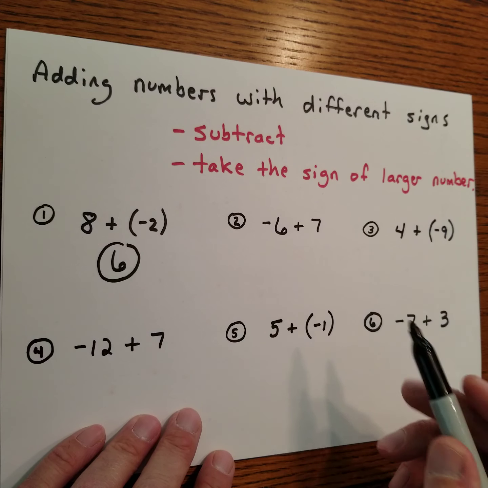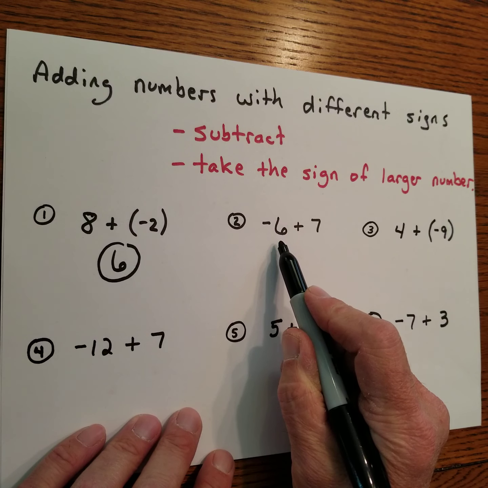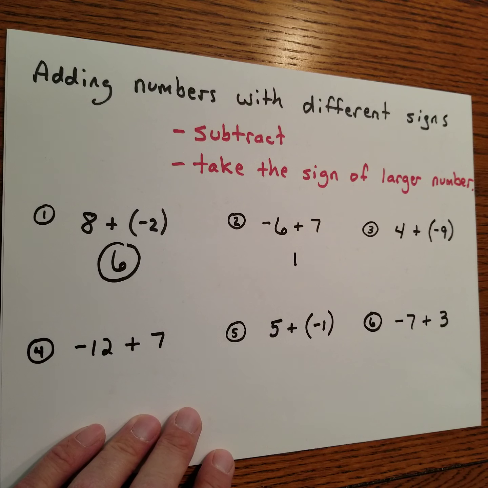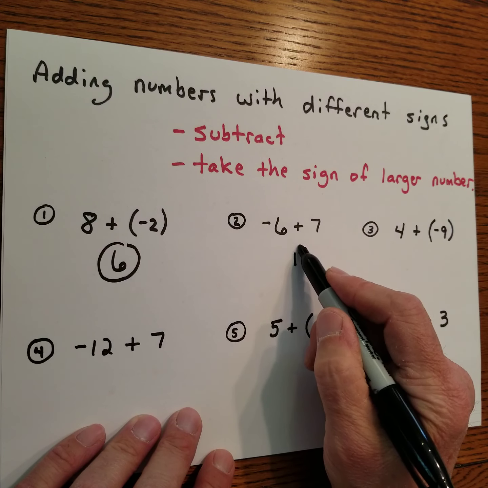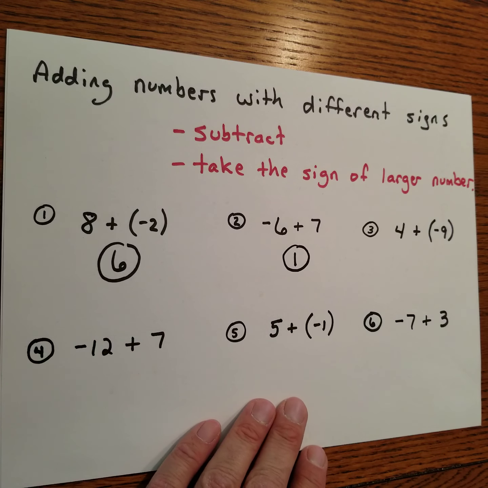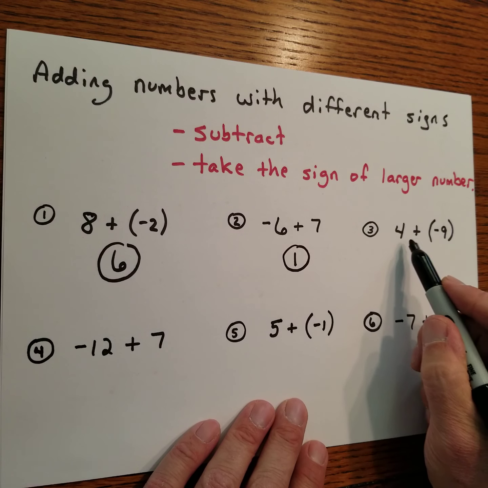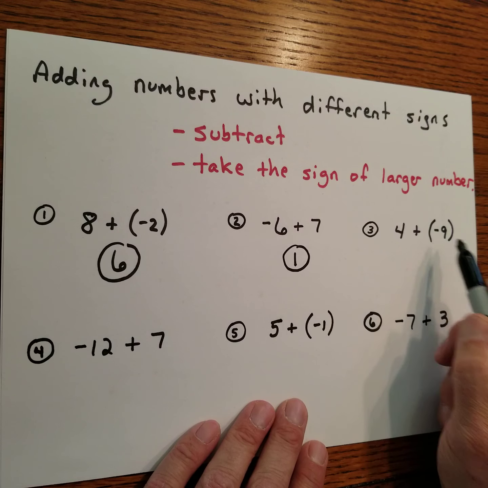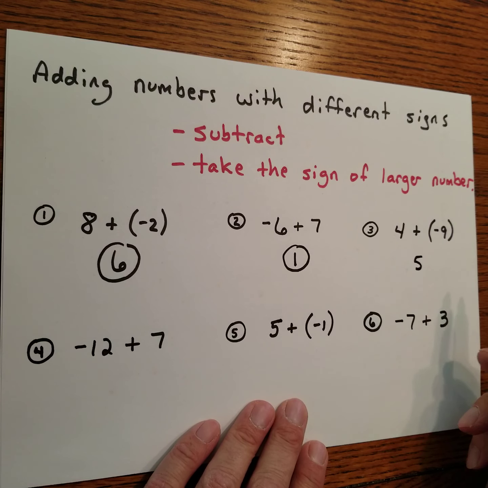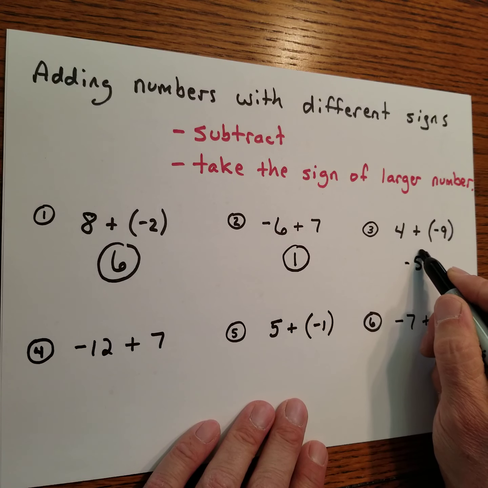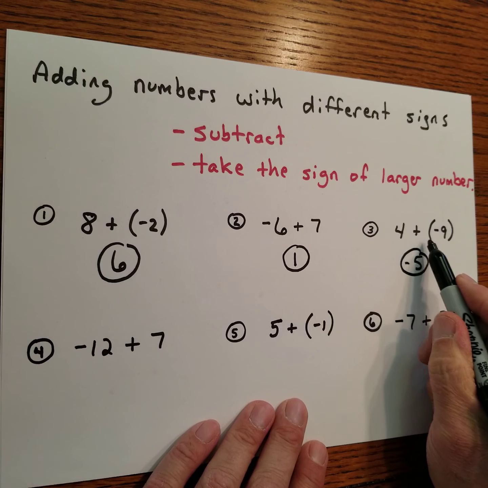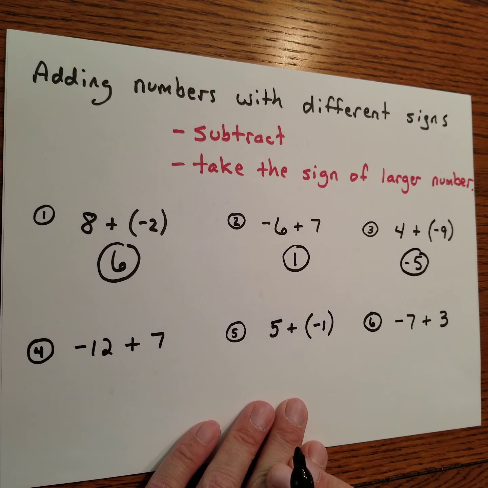On number 2, we have a positive and a negative. That's different signs, so we subtract. 7's bigger than 6, so we'll use its sign. That's a +1. If you have different signs, a positive and a negative, you subtract. The difference between 4 and 9 is 5. Then you take the sign of the larger number. 9's the bigger number, so we use its sign, negative. 4 plus -9 is -5.